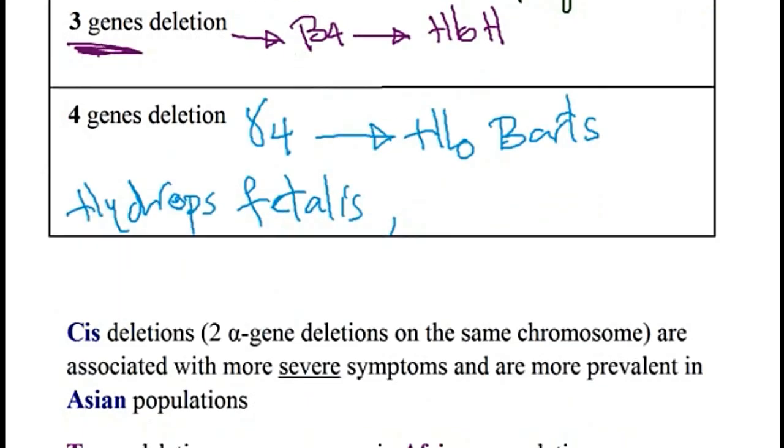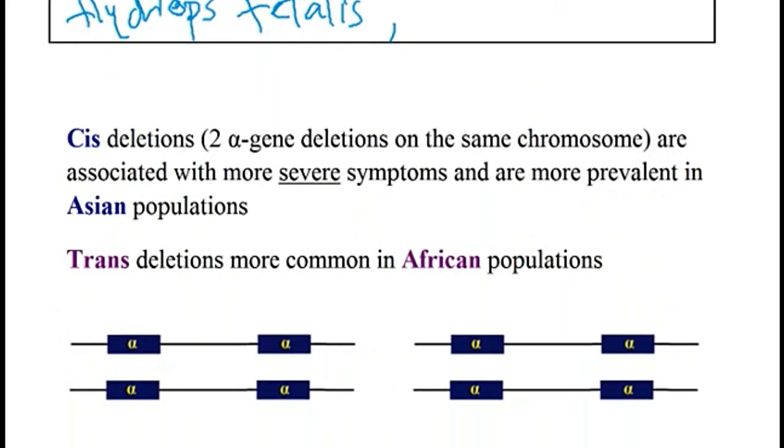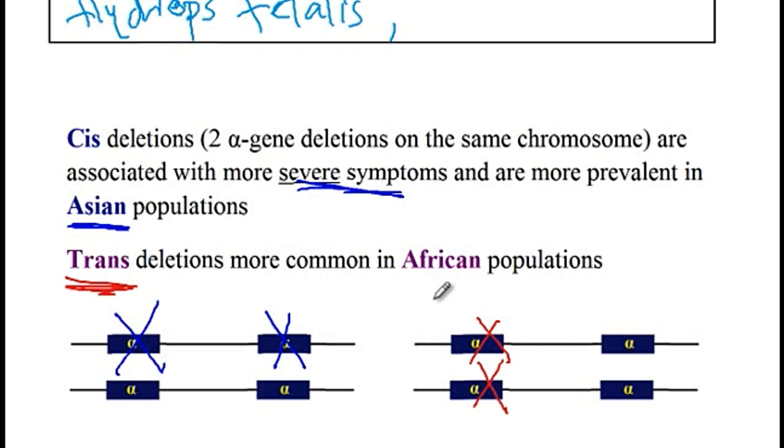Now, one last point that I would like to mention is that patients who have 2 deletions of the alpha gene, depending on where the deletion is, the severity of the symptoms can vary. So if the deletions are on the same chromosome, these are called cis deletions, and these are causing more severe symptoms. And cis deletions are usually seen in Asian populations. On the other hand, if the deletions are on 2 different chromosomes, then it's referred to as trans deletions, which is less severe form of alpha thalassemia and is seen more in African populations.